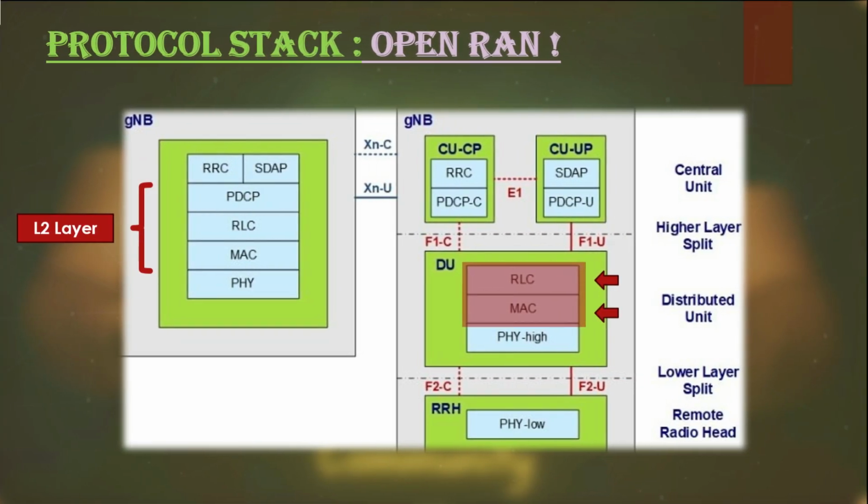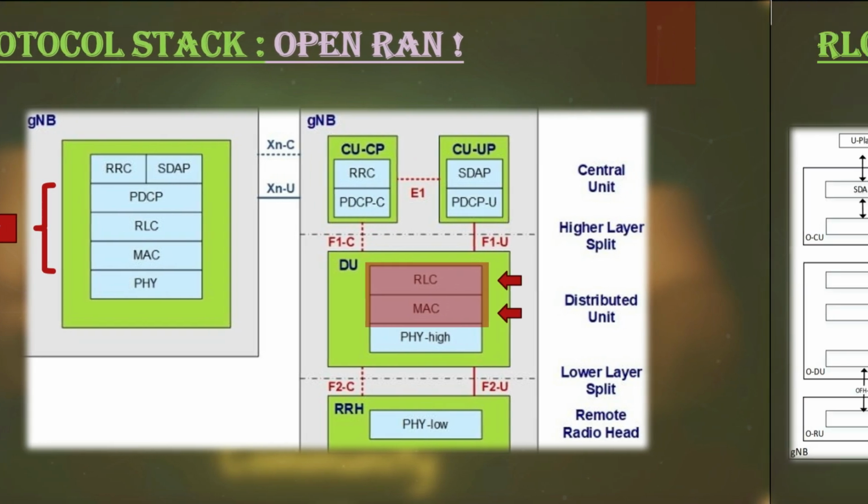If you look at the screen, there are 4 protocol layers in the L2 layer, which is the data link layer, and these protocols are the SDAP layer, PDCP layer, RLC layer and MAC layer. Out of these 4 layers, the MAC and RLC protocols are handled by the ODU, Open Distribution Unit, which we will be talking about.